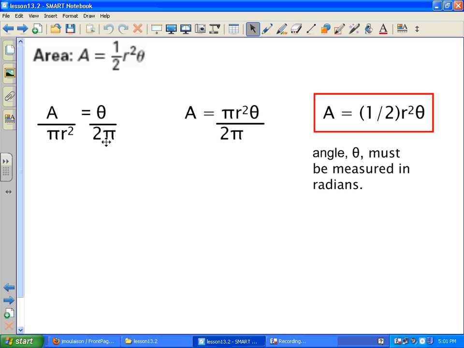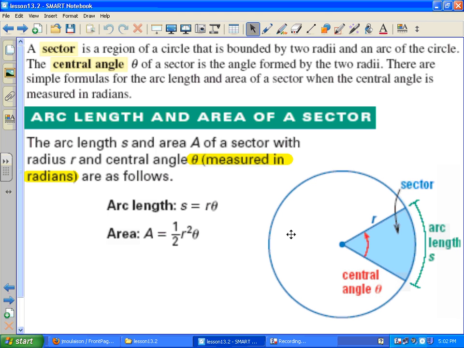I'm going to replace the 360 with the equivalent measure in radians, 2 pi radians. Cross multiply and solve for A, solve for area. And here when I simplify the expression, I've got 1/2 r squared theta as the area formula for the sector. That's the formula that we're provided with here.